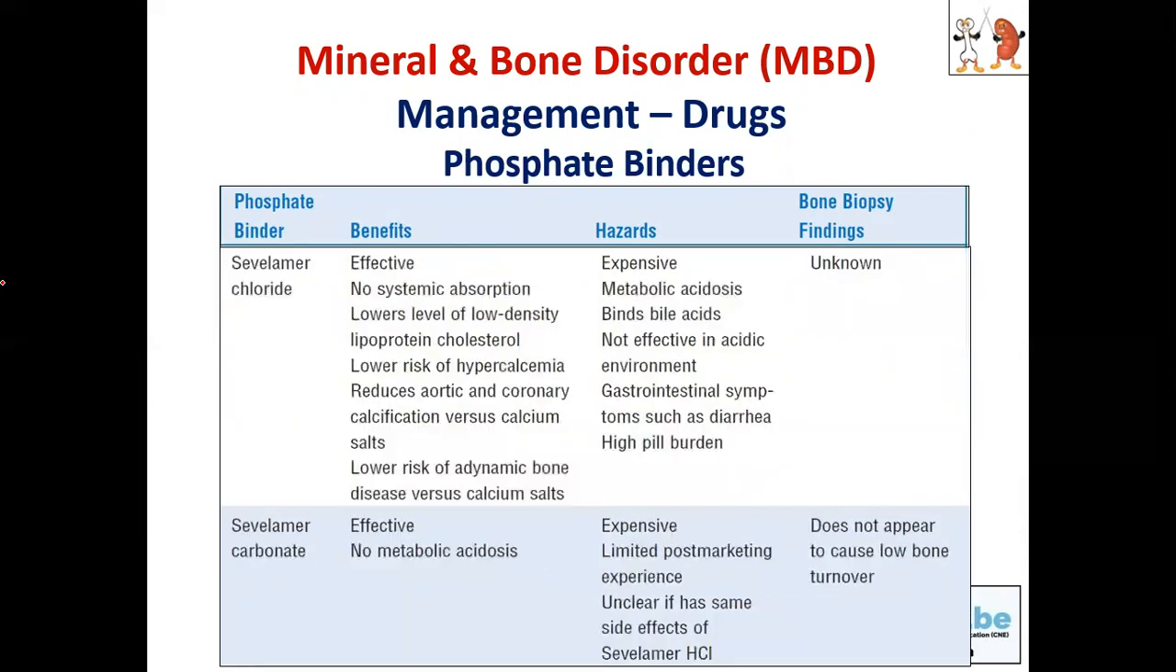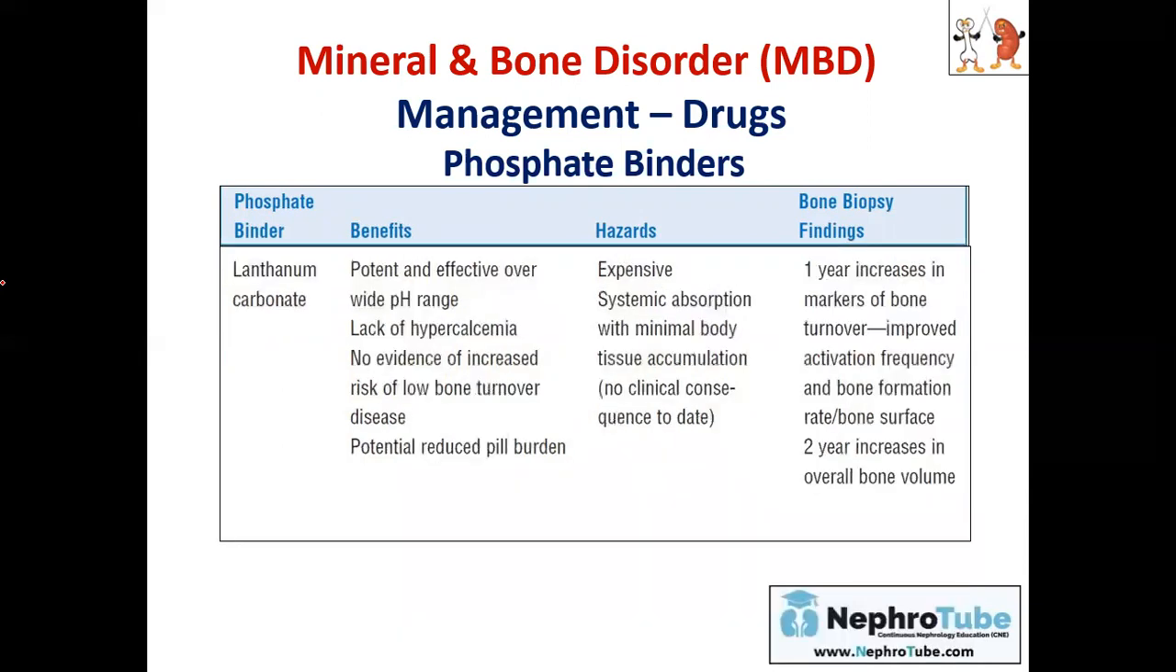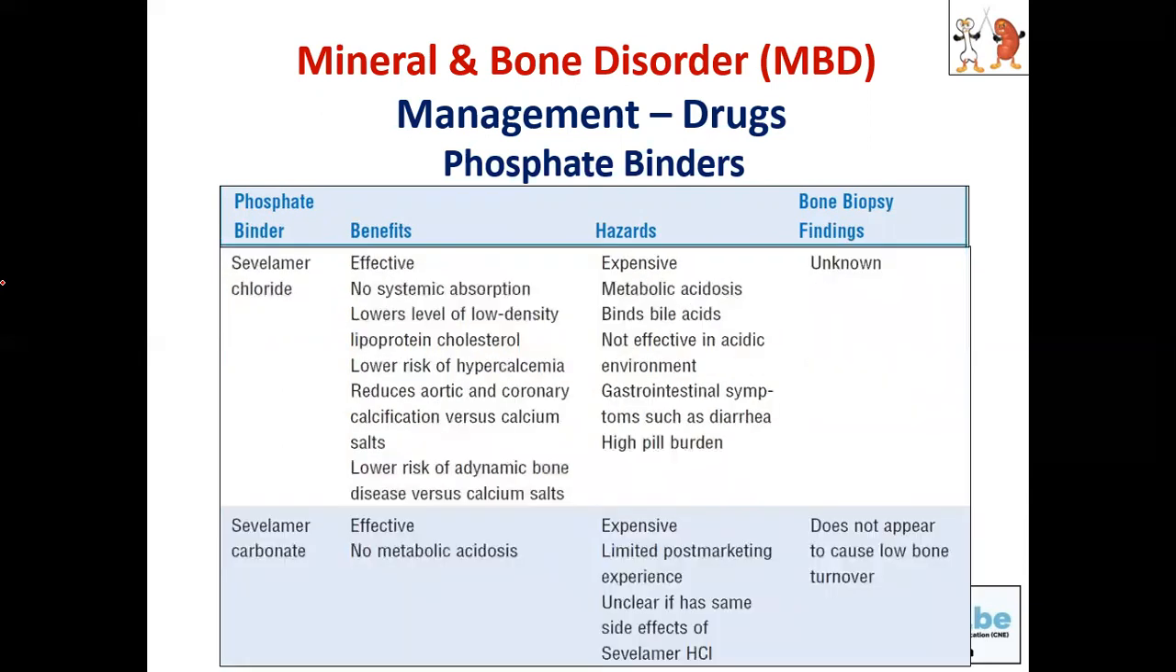The next are non-calcium containing phosphate binders: sevelamer hydrochloride, sevelamer carbonate, and lanthanum carbonate. They are effective also. They do not contain calcium, so they can't be used as calcium supplements, but can be used as phosphate binders. So they are taken within the meal. The main problem is that they are very expensive, and one of the most important points is that sevelamer hydrochloride may cause metabolic acidosis because it contains HCl, so it's better to be used only for patients on hemodialysis. But in CKD, it may cause metabolic acidosis in these patients.